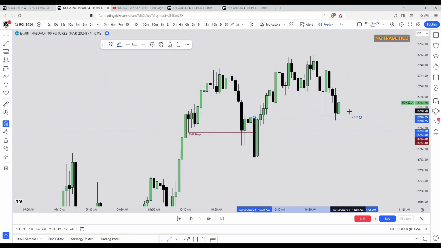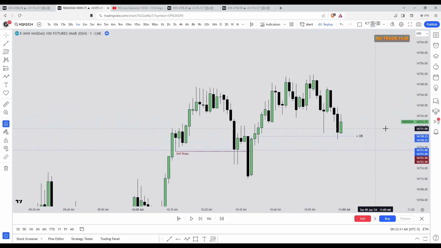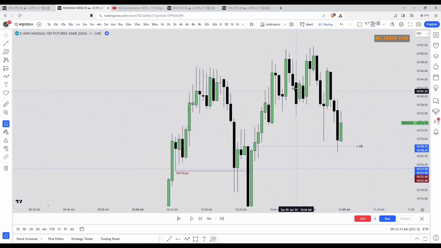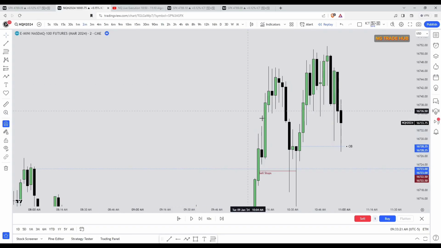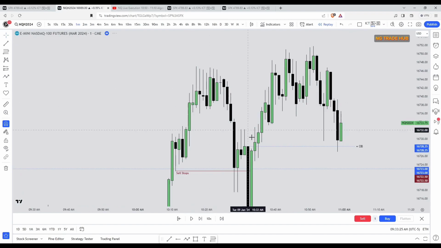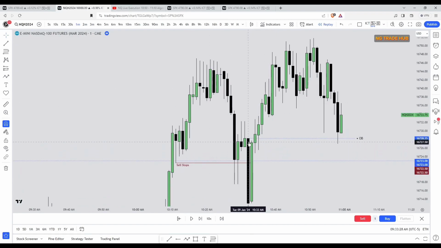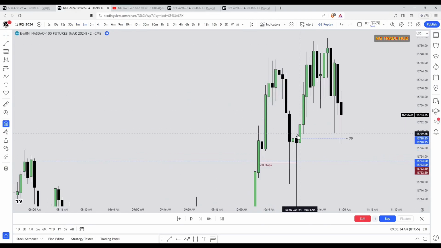So if you study my entry as well, you'll notice that I got in somewhere over here. Using the same idea, price created a change in the state of delivery, fair value gap right there. If you look on a 2-minute, it created a fair value gap right after the order block. So sometimes if I'm looking at a 1-minute time frame and it doesn't create the change in the state of delivery or the fair value gap right after it, I'll go to a different time frame because here it did.